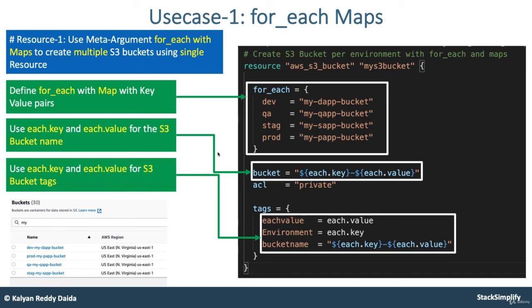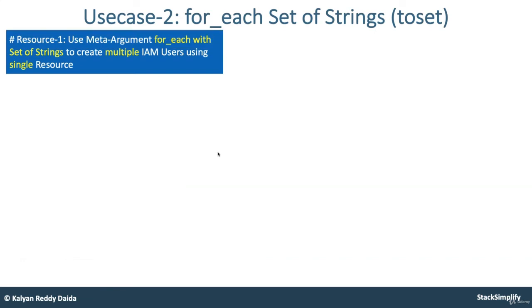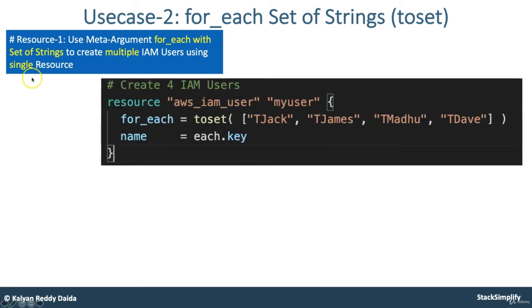In the same way, we'll also implement the set of strings example. Use the meta argument for_each with a set of strings to create multiple IAM users using a single resource. Here the resource is aws_iam_user, and with the for_each block with toset you are creating tjack, tjames, tmadhu, tdev, and name is equal to each.key. As we said, there will be no value concept here. Each.key is equal to each.value.